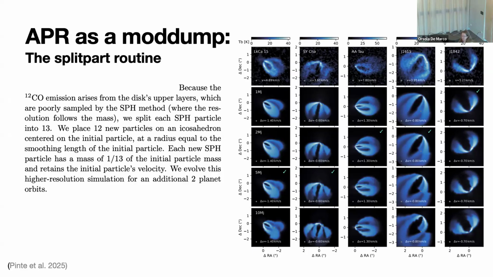You can stop your simulation, you can use the API to do this, and you can increase the resolution drastically and then just carry on your simulation. It's actually a mod dump kind of a feature. It's called split part. This was first used by Christoph Kant, and the reason that he used this was he was generating these synthetic observations, and he wanted the surface layers of the disk to be more highly resolved. So they beefed up the resolution, they ran it for a couple more orbits, and then they took the synthetic observations to improve the resolution. So this is something else you can do. It's available in the code right now.